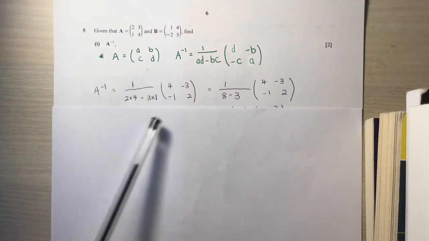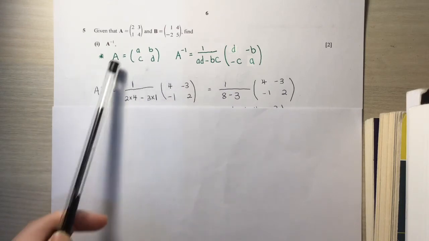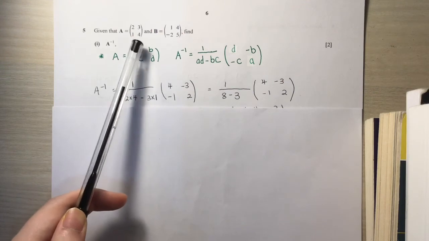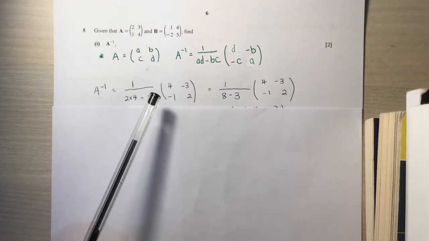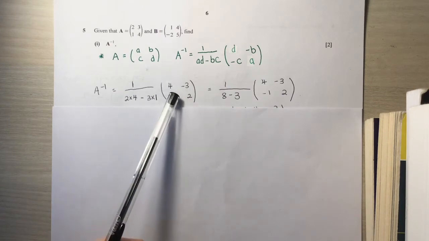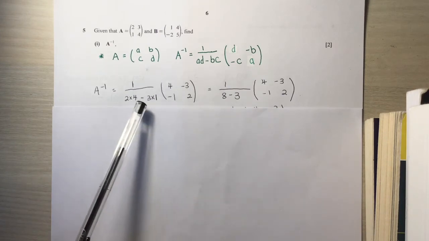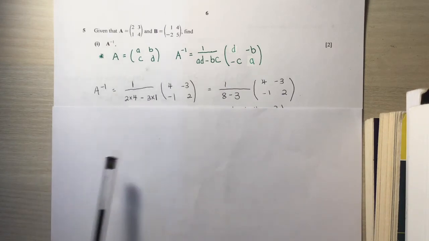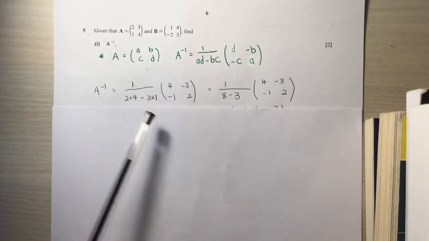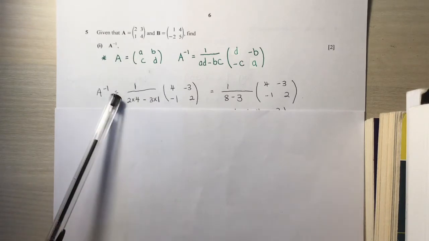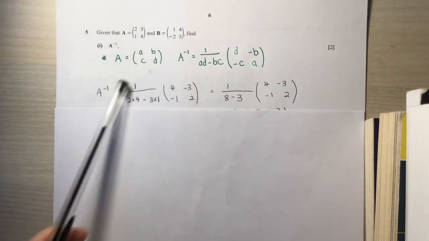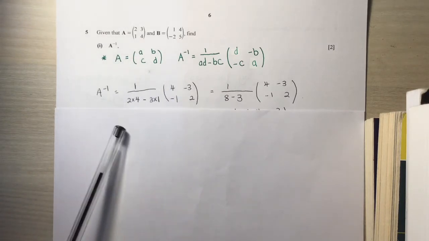For the fraction part over here, you can always refer back to the original matrix, so you are not confused by the negative here. The negative sign over here will not change your final answer, so don't worry about it. Always refer back to the original matrix when you calculate the fraction part of the inverse matrix.